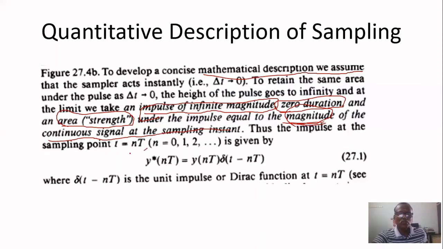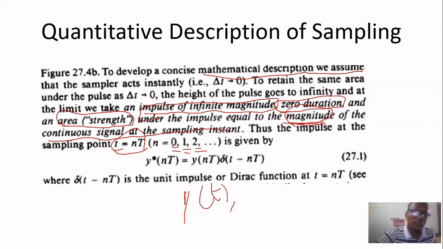Therefore, let us assume that y of t is the continuous signal. They are sampled when n equal to 0, that is t equal to 0, t equal to 1, t equal to 2, like that. Every second it is sampled, which can be written as y star of t, where n varies from 0 to infinity. So it is continuously sampled. This T is the sampling period, nT. If it is 1, every second it will be sampled. So when n equal to 1, t is also 1, as we are assuming that the sampling period is 1.